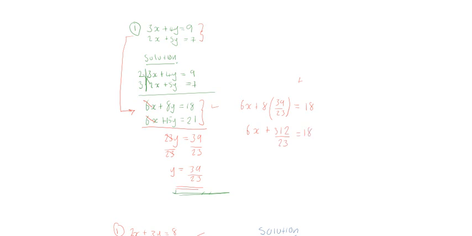By grouping like terms, I'm going to transpose this one from the left to the right. So I'm having 6x is equal to 18 minus 312 over 23. Okay, so at this stage, I'm going to divide 18 by 1 for us to form a fraction. Then the common denominator will be 23. This question had big numbers.